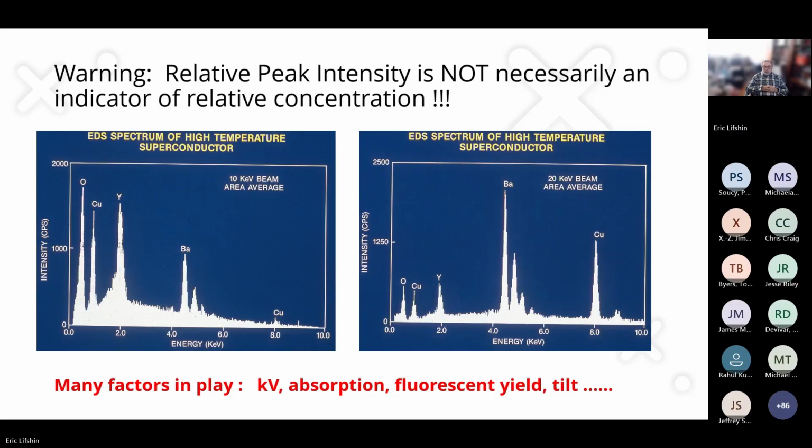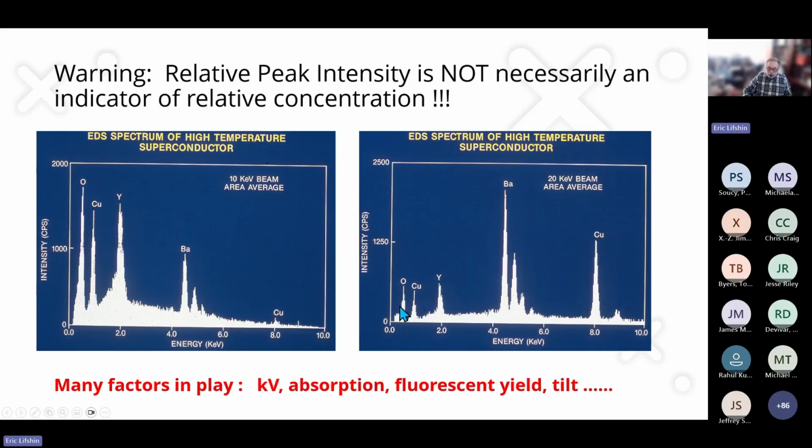Y1, Ba2, Cu3, I can't remember the exact numbers. Oxygen 6.8. If you took a spectrum of it at 10 keV, oxygen was the highest peak. Barium was the smallest. And yet this is at 10 keV. If you go to 20 keV, all of a sudden these things reverse, including the relative intensities of the copper L line and the copper K line.